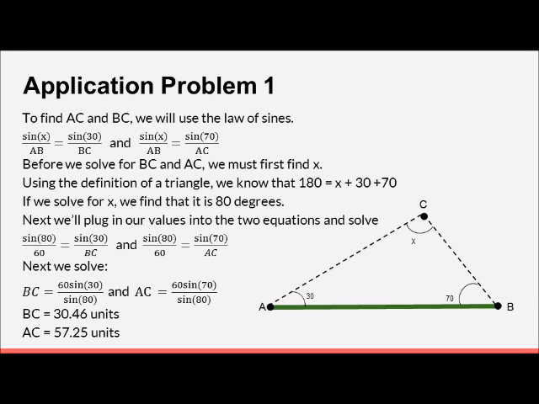Our two equations are now sine 80 over 60 equals sine 30 over BC, and sine 80 over 60 equals sine 70 over AC. If we solve for BC and AC, we find that BC is approximately 30.46 units and AC is approximately 57.25 units.